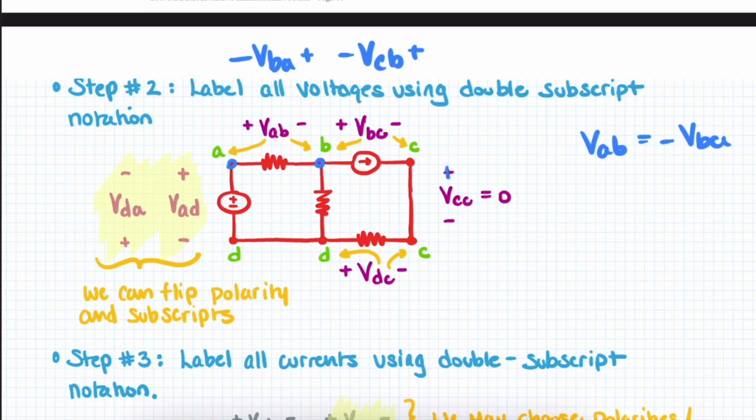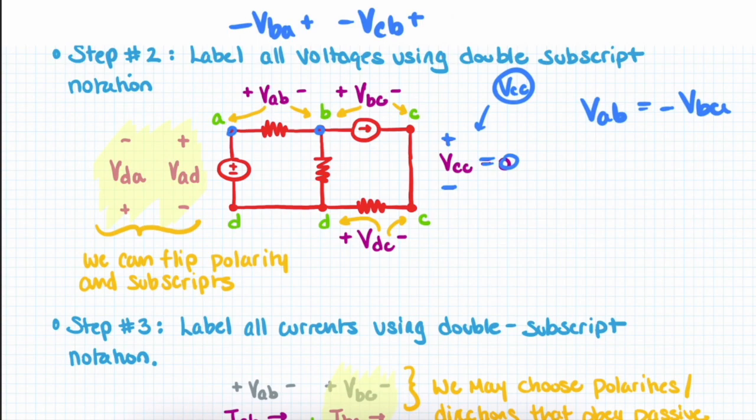We can talk about VCC, which is not the same as, we often use VCC to mean supply, but here it's just the voltage between node C and itself, which will always be equal to 0. And then we have node voltage DC, so on and so on. Right? We can flip the polarity and the subscripts, and they're consistent, and they would be satisfied by the equation over on the right-hand side.